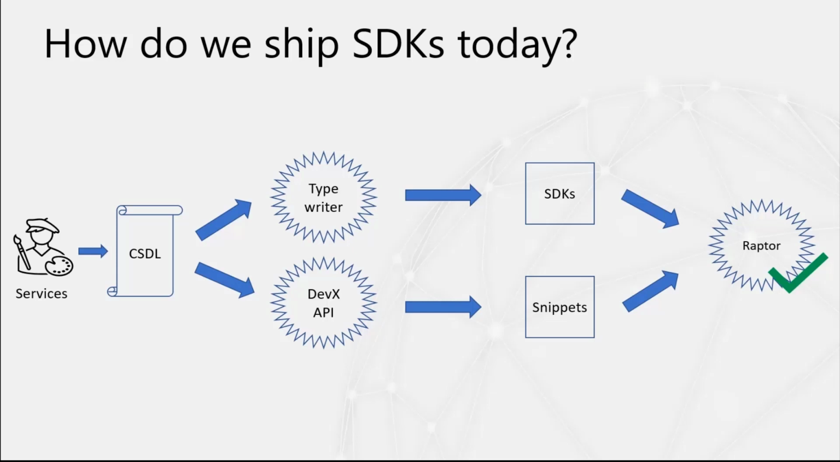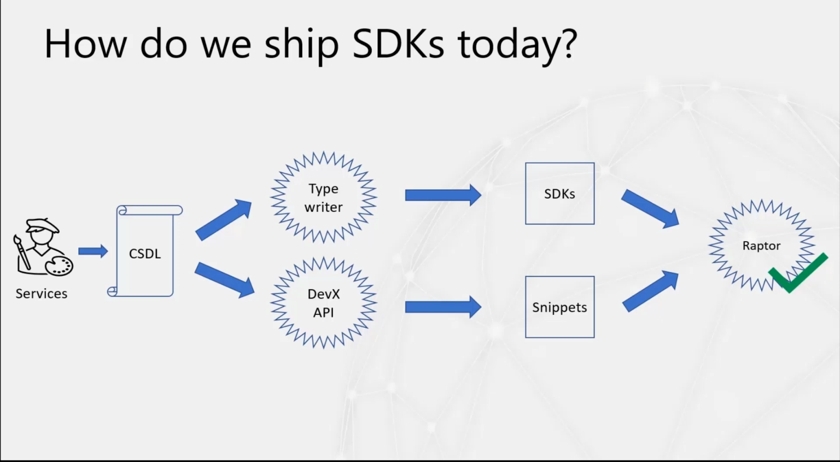Once we have that CSDL document, we, the SDK team, take it and put it in a tool called TypeWriter, which parses that CSDL document, understands the different OData conventions, and uses different T4 templates to actually generate the SDKs, because most of the SDKs that you're using are actually generated. They are not handwritten, because the API is way too large and it would take us too much time to handwrite all of that for each and every language. So that's what happens on the one hand: we use TypeWriter with the CSDL, and that gives us SDKs.